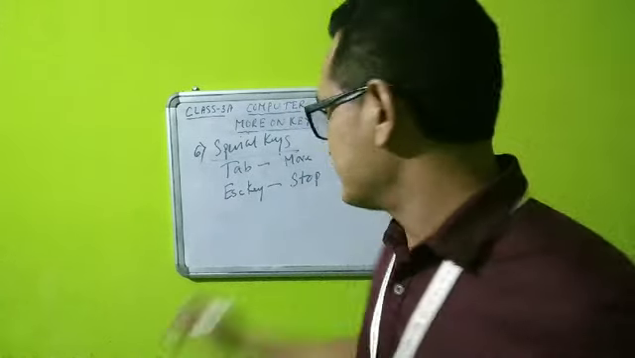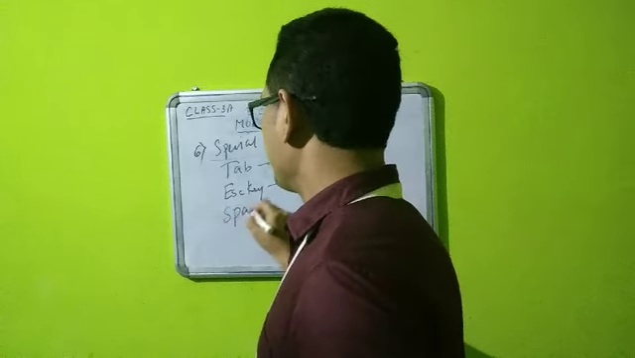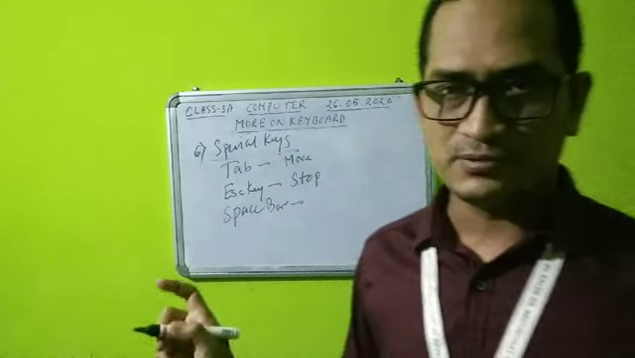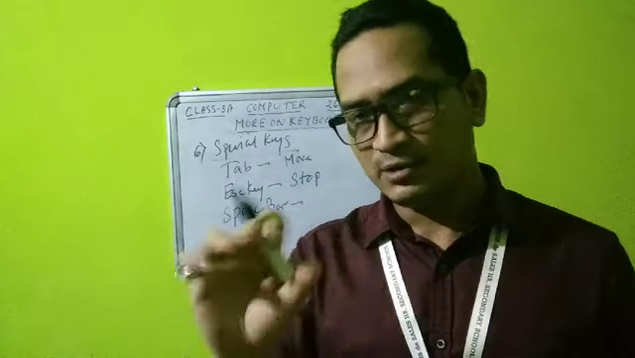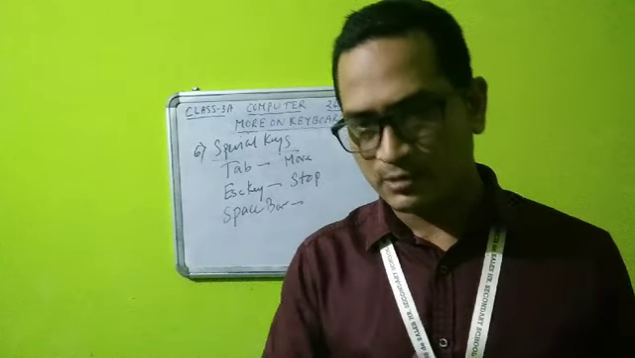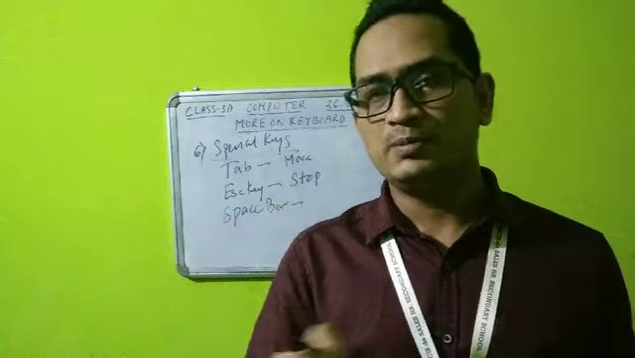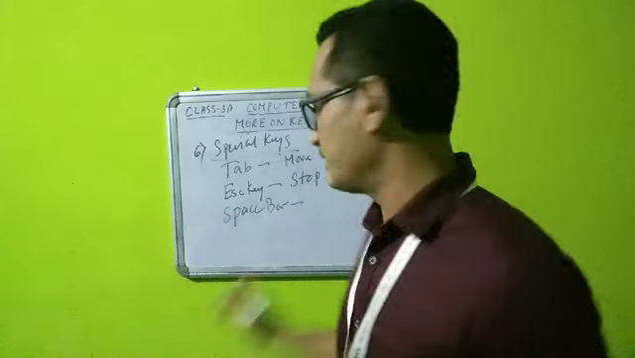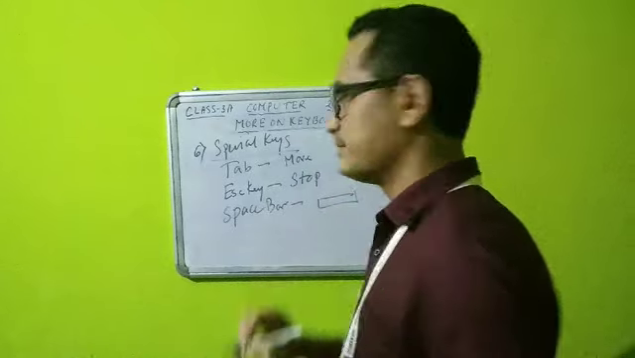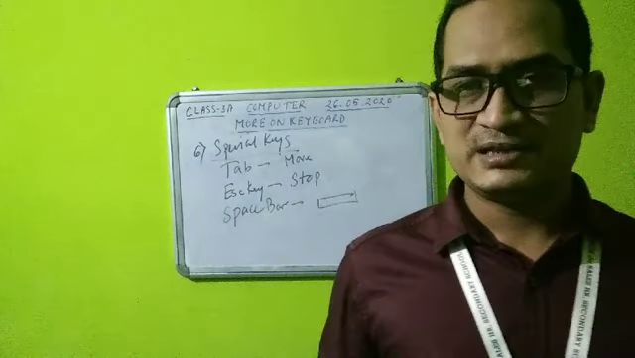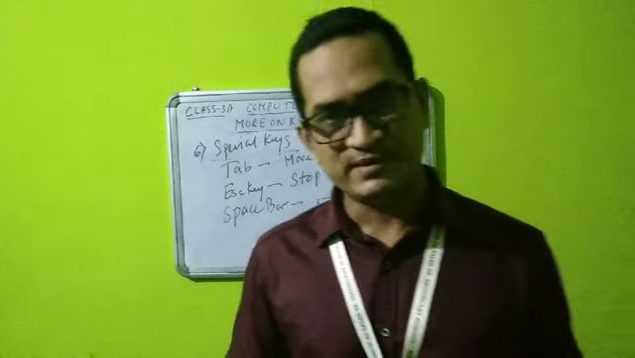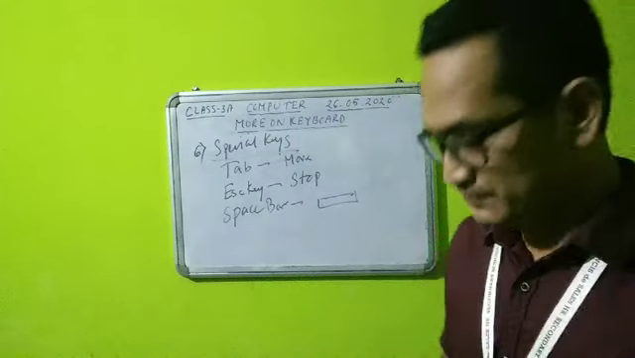Then after that there is the space bar. Now students, it is the longest key. If you look at the keyboard properly, at the bottom of the keyboard you will see a very long key, and that is the space bar key. It is the longest one. The use of the space bar key is to put space in between words. So that is the use of the space bar key.